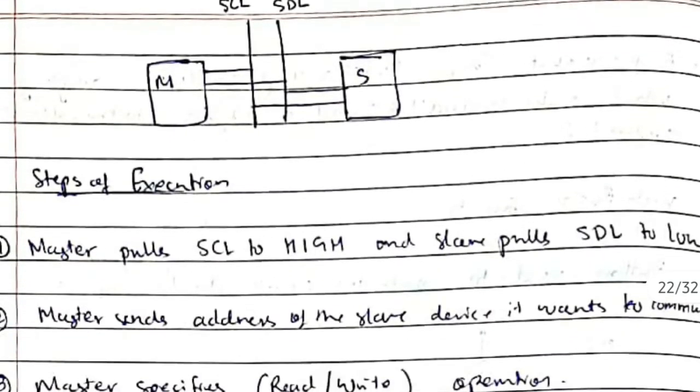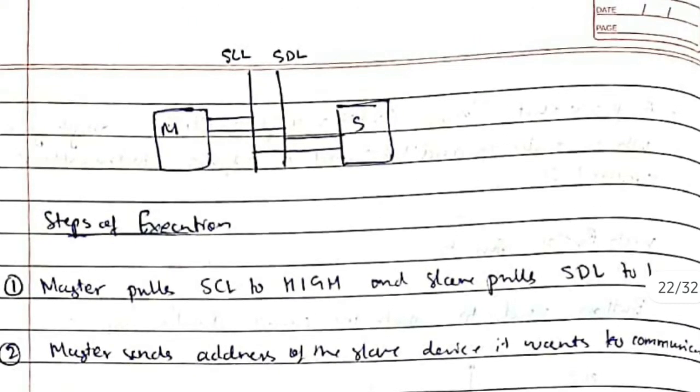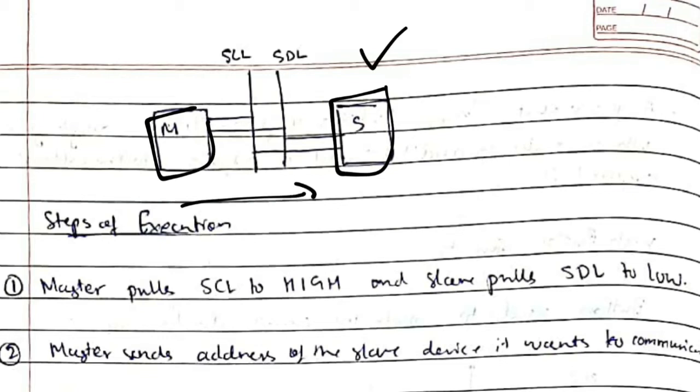Let's see by an example here. See how it is. Initially the master will be here and the slave will be here. Master gives the command to the slave to carry out some task. Okay, firstly, if the master wants to give some task, it will pull SCL to high, meaning the clock line will become high, and SDA will be pulled to low by the slave.